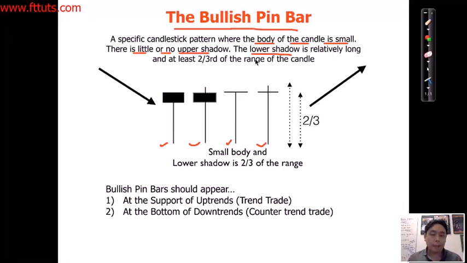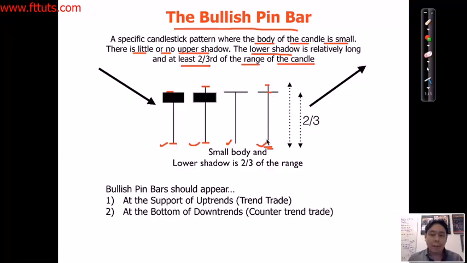Long means that the lower shadow has to be at least 2/3 the range of the candle. Okay, now what is range? Range is the distance from the top of the shadow to the bottom of the shadow. So from here to here, that's the range, all right? From here to here, that's the range. From here to here, that's the range, okay? Now out of the entire range, I want the lower shadow, which is from here to here, to make up at least 2/3 the length of the entire range. So that tells you that it's got a long lower shadow, right?